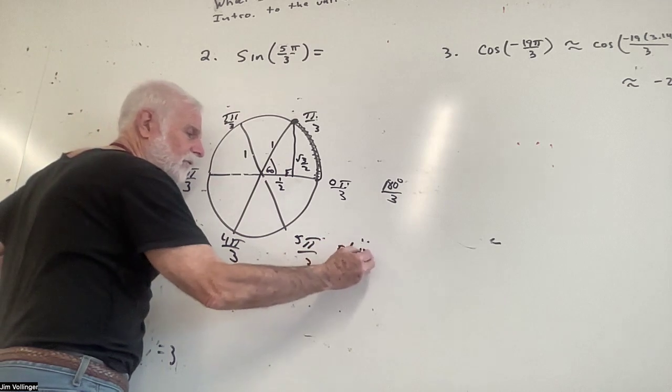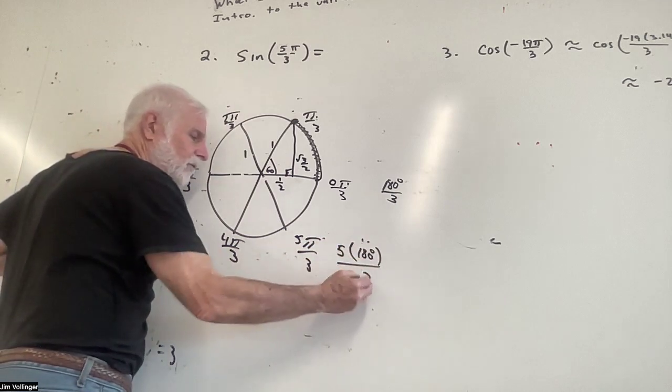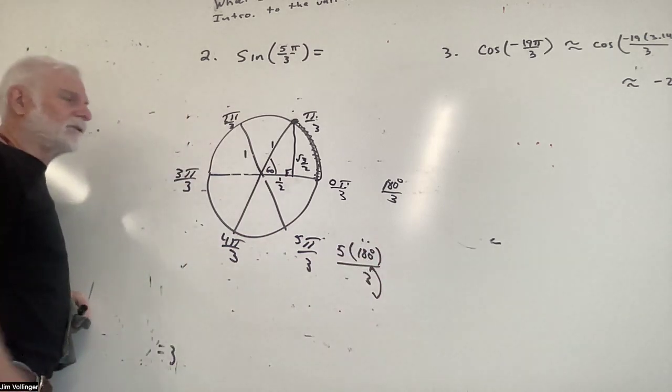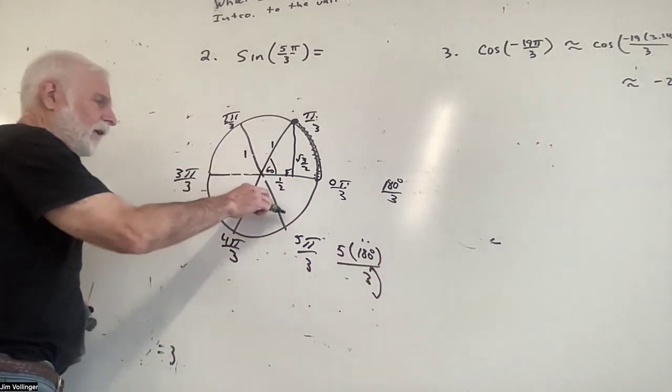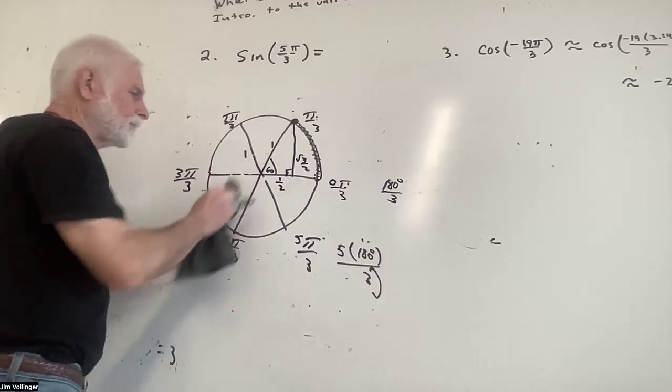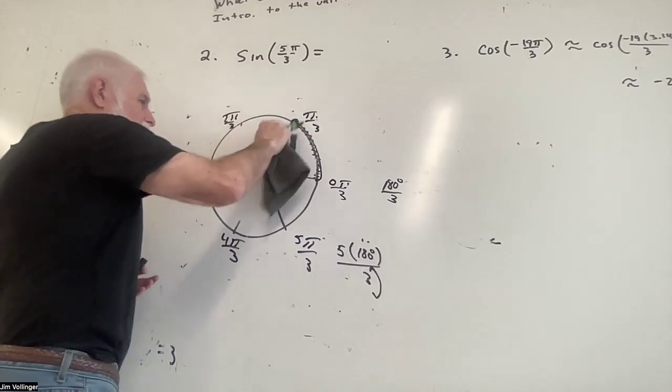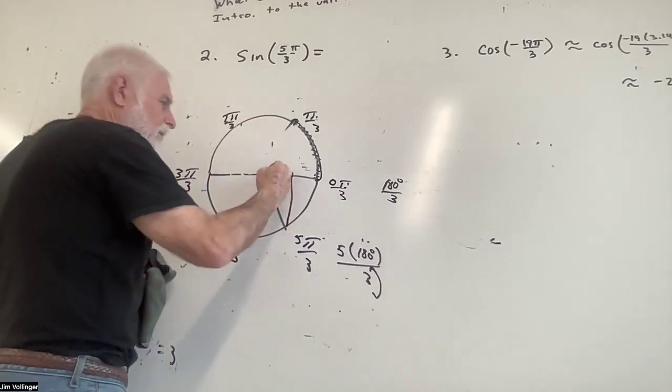5 times 180 degrees divided by 3. I think I would divide by 3 first and get 5 chunks of 60. 1, 2, 3, 4, 5. What do I do when I'm there? I highlight that triangle, not the others. And what do I do? I draw a perpendicular.